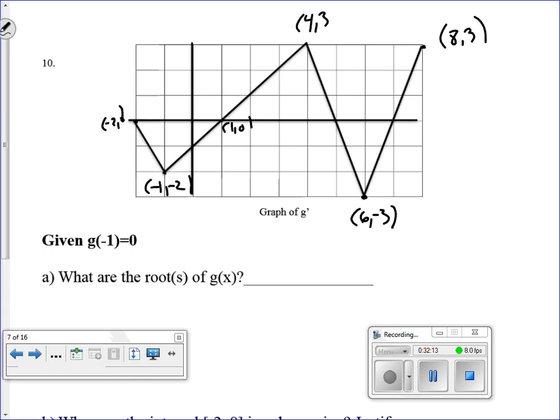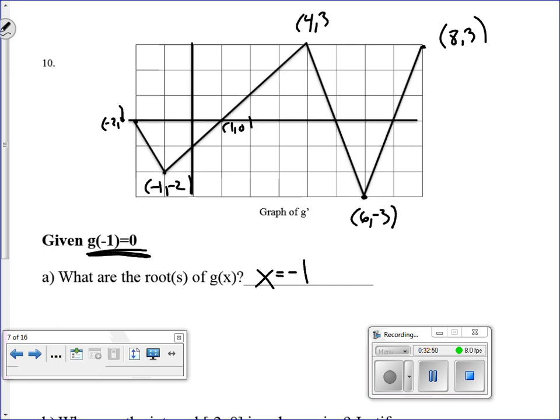So this is one of these where they tell you, oh, this is the graph of the derivative. For this type, if they're just going to say it's a graph of the derivative, the only way you're going to be able to get values of the actual function is if they give you a starting value. So it says, what are the roots of the function? Well, they actually gave us one of them, didn't they? They already told us that when x is -1, the function g equals 0. So we already know that g of -1 is 0.